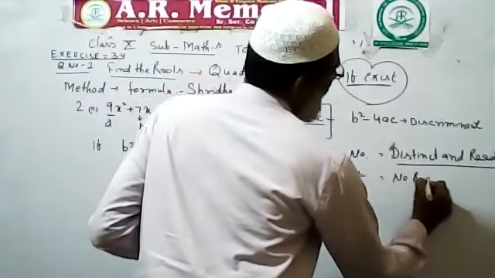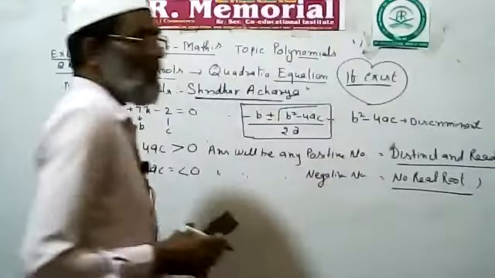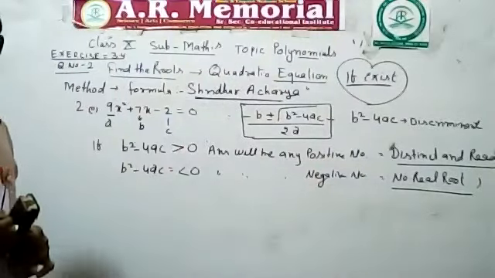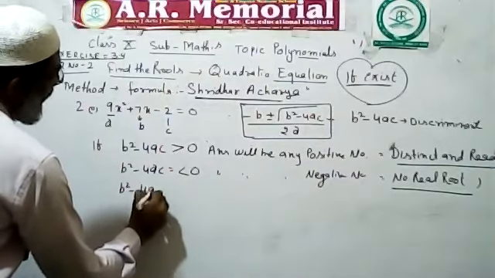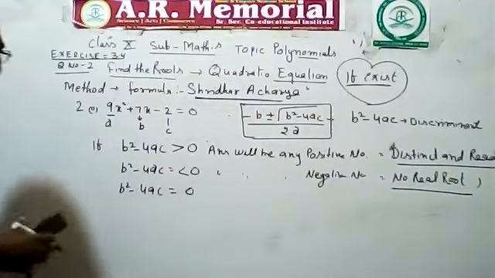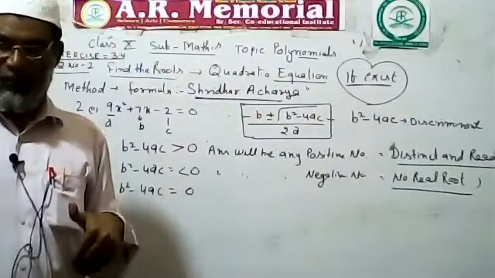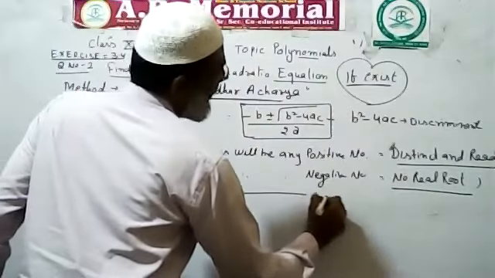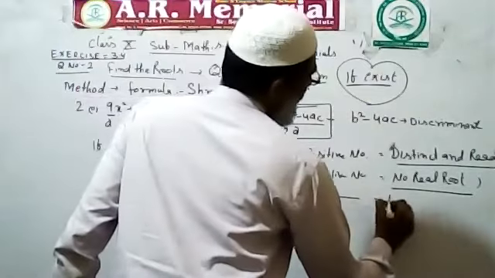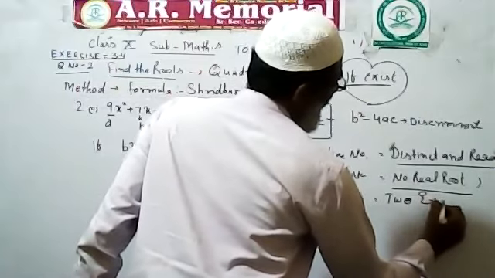No real roots. There is no need to solve further. That is the second condition. Now the third: b square minus 4ac is equal to 0. Neither positive nor negative. At that time, the answer will be 0, and there are two equal roots.